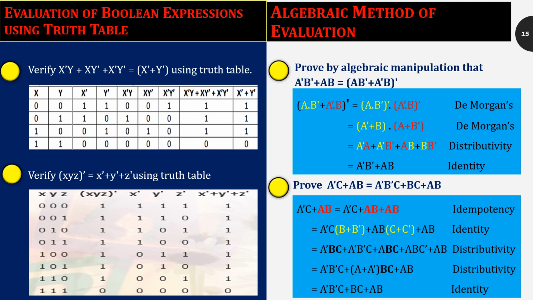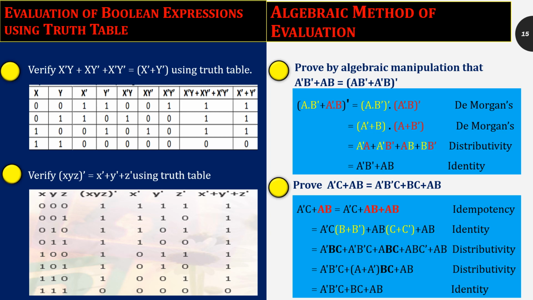We are taking the right hand side now: the complement of a b bar plus a bar b. We apply De Morgan's theorem to the whole complement: we break the line and change the sign. We get the complement of a b bar, into the complement of a bar b. Again we apply De Morgan's law, and we get a bar plus b, into a plus b bar.